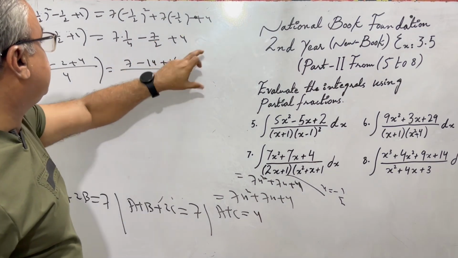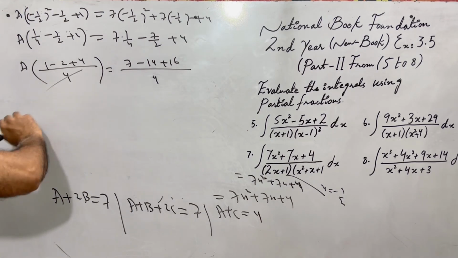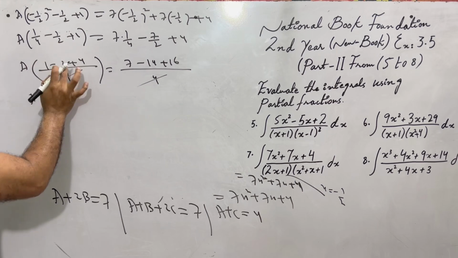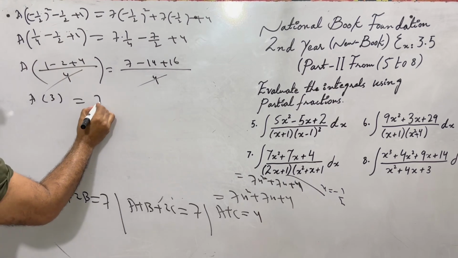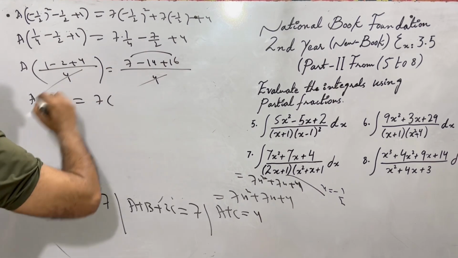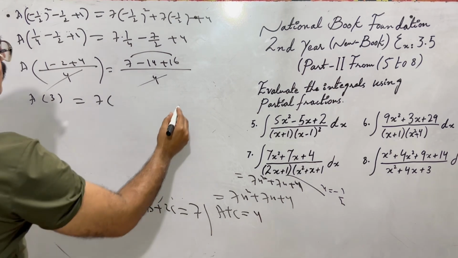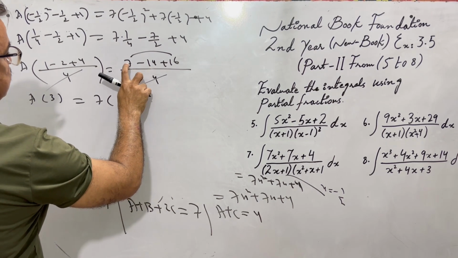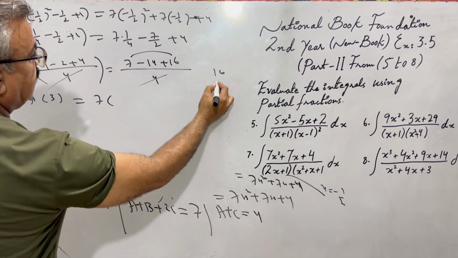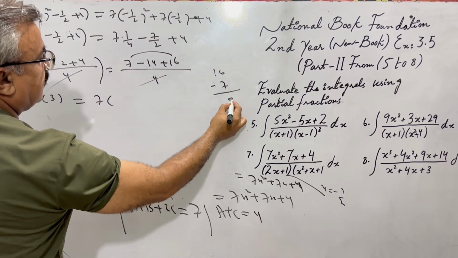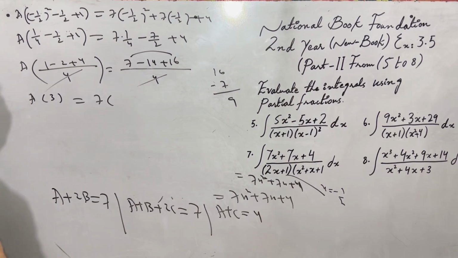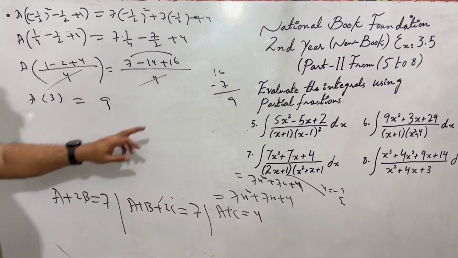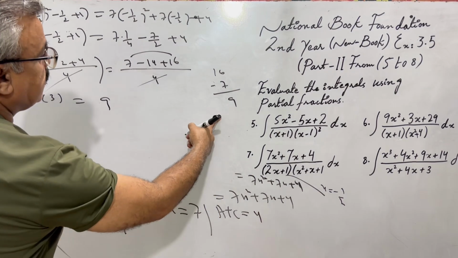Only 7, 2 7 the, no more. 4 4 cancelled out. What are we left with? 1 and 4, 5 minus 2, it's 3. Here, 7 and 16, how much? It will become 7 minus 14, 16 minus 7. 16 minus 7, how much? 9. We are left with 9.